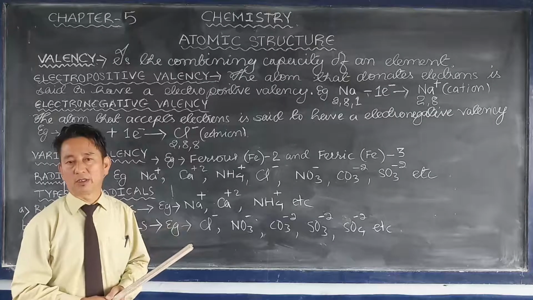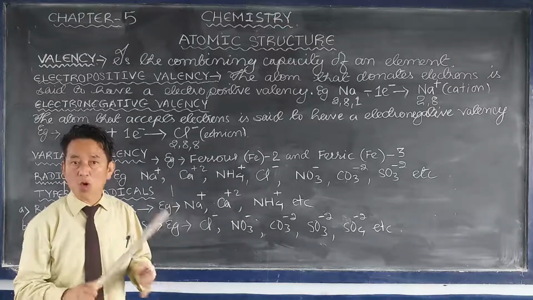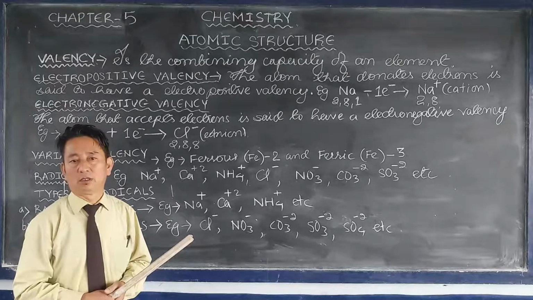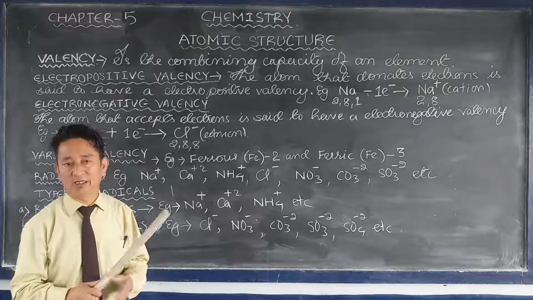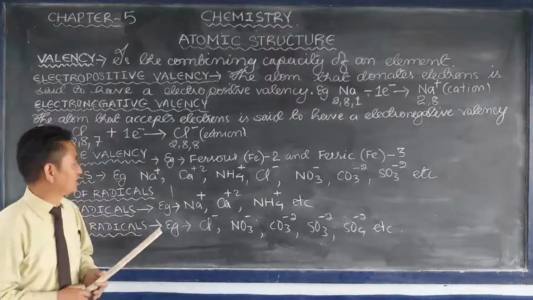Mercury, gold, tin, lead, they have variable valency.